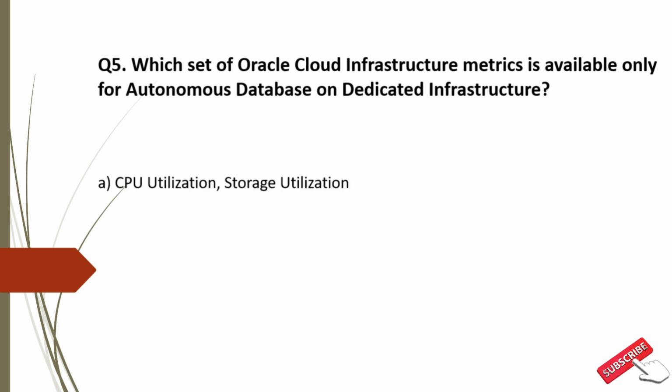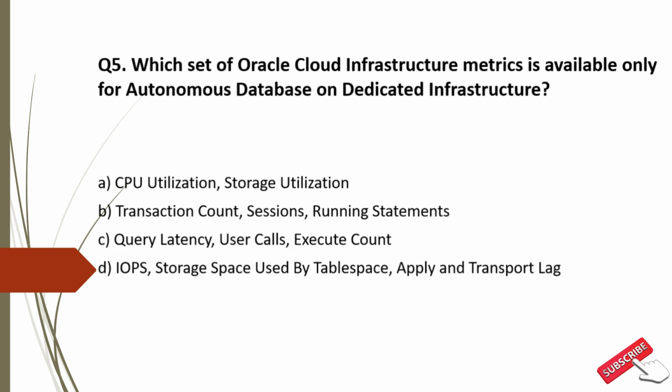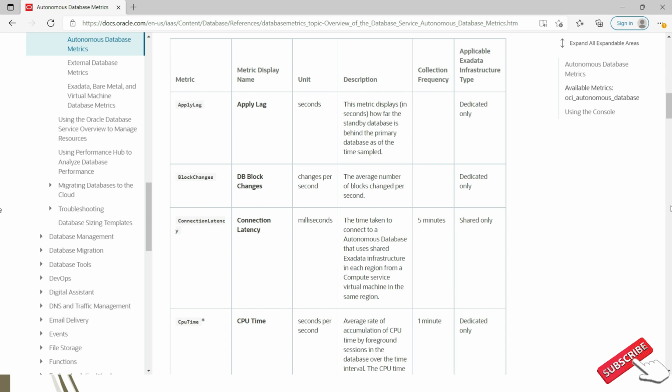And the options are A. CPU utilization, storage utilization. B. Transaction count, sessions, running statements. C. Query latency, user calls, execute count. And D. IOPS, storage space used by table space, apply and transport lag. Each of the metrics would be available only in shared infrastructure or in dedicated infrastructure or in both of them.